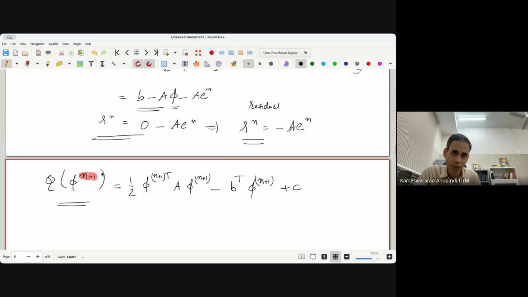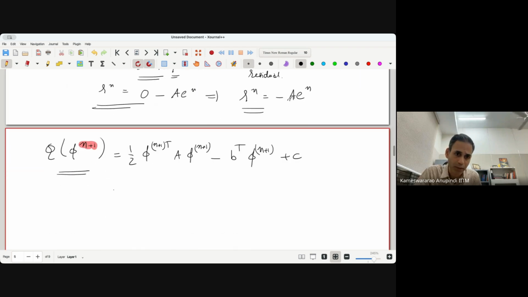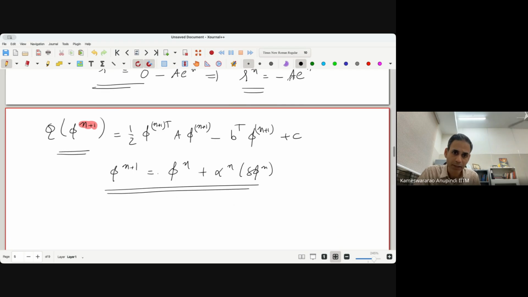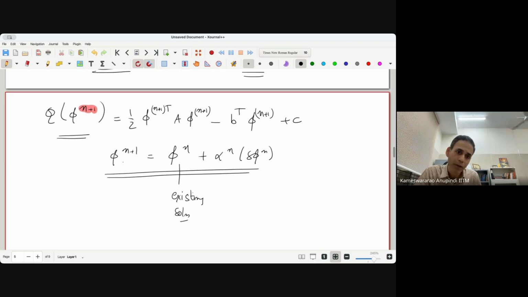Before that, let us say we want to obtain phi n plus 1. We want to take several steps: phi n plus alpha n times delta phi n. So we want to come up with or use something like this. This is our existing solution. We want to improve the existing solution and call that phi n plus 1. But how do we improve the existing solution? We want to take a certain direction. We want to take a step of certain length. So we want to take a step of alpha n.